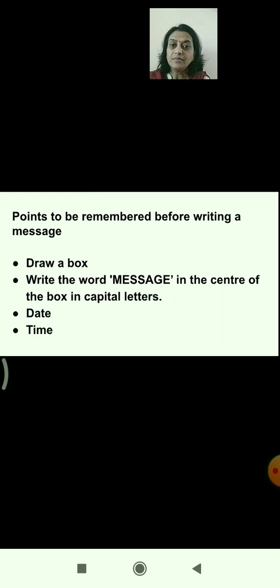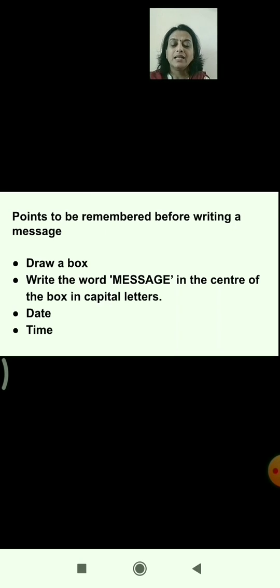Then you have to start writing. For that, what you will do? You have to write the word message. You are writing a message, right? So you will write the word message in the center of the box, and that too in capital letters. So you can see the word message, M-E-S-S-A-G-E. The word message you have to write in the center of the box, and that too in capital letters.